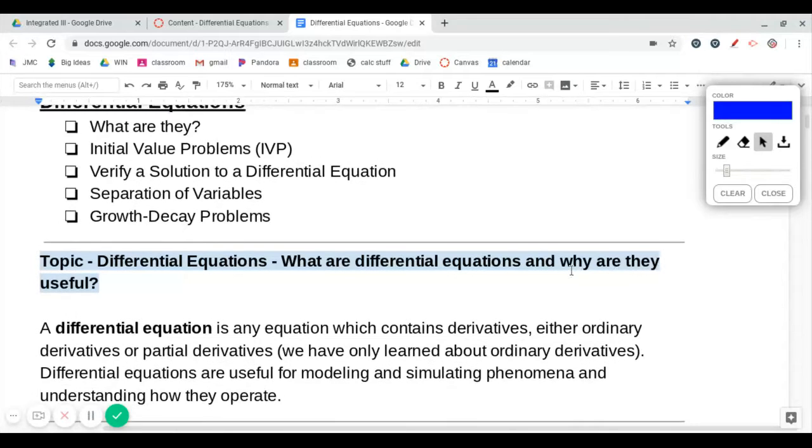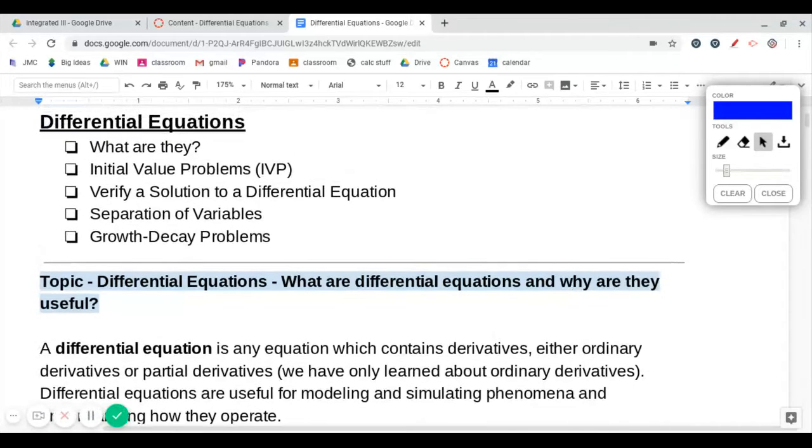Hello all, so in this video we're going to learn about differential equations. We're going to talk about what they are, and then we'll solve some initial value problems, which is all stuff you've seen before, just putting some new vocabulary onto things.